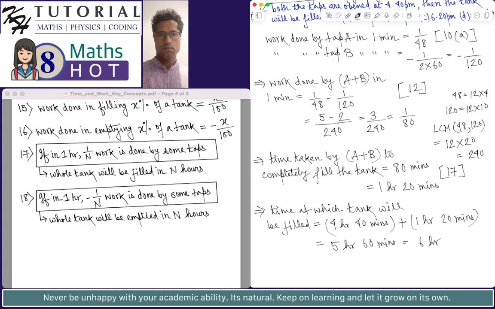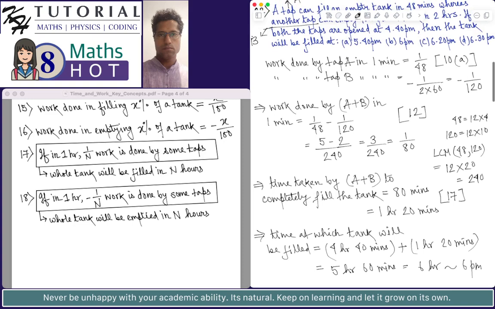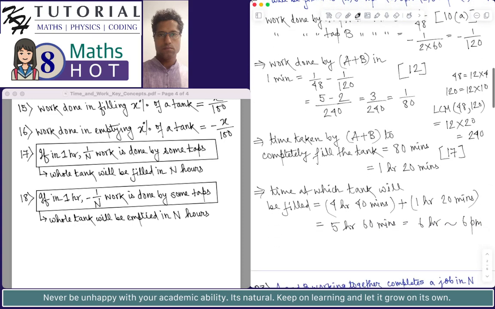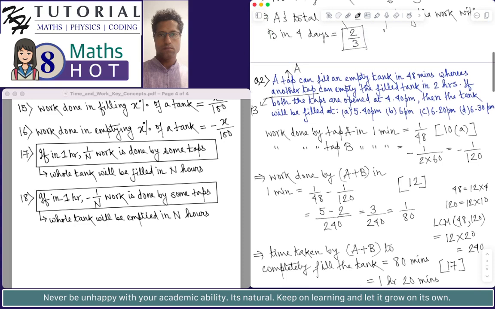So ideally, not 6 hours actually, I'm using this tilde sign. Tilde sign means approximately equal to. So this is basically 6 p.m. The taps were opened at 4:40 p.m. and it took 1 hour and 20 minutes for both the taps to completely fill the tank. So 1 hour 20 minutes after 4:40 p.m. is 6 p.m. So at 6 p.m. the tank should be completely filled, and hence the correct choice should be choice B.